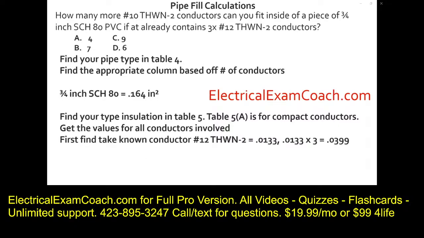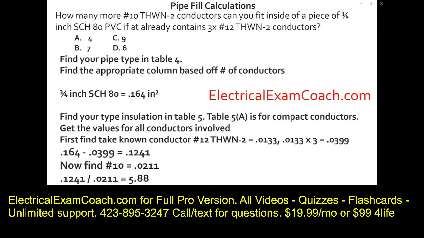First, we're going to take our number 12 that we already have, multiply it by the 3 that we already have, and that gives us this value. Then we're going to take our total available to fill minus what we already have, and that gives us this for our remaining left to fill. Then we just take that and divide. We divide that out, and we find that we can fit 5.88 conductors, and in this case, it is 0.8 or larger, and we will round up to 6. Great job.